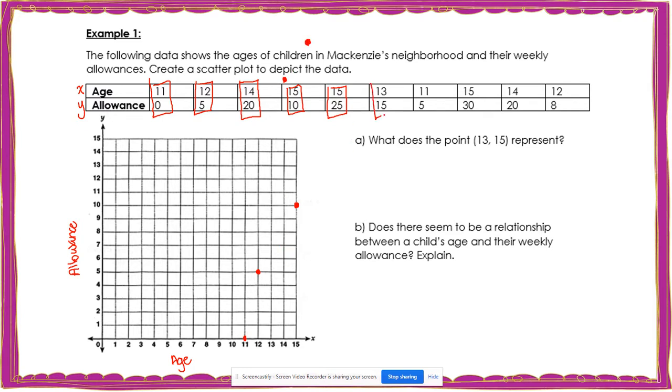Then we have a child aged 13 who earns $15. We have a child who is 11 years old who earns $5. A child who is 15 years old who earns $30. So again, this one's going to go even further up. A child 14 years old who earns $20. So that would be the same as this one because this point and this point are exactly the same. Then a child 12 years old who earns $8.